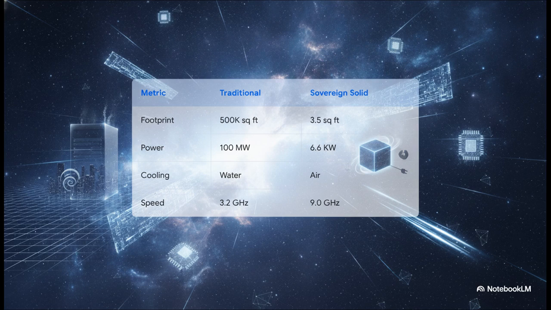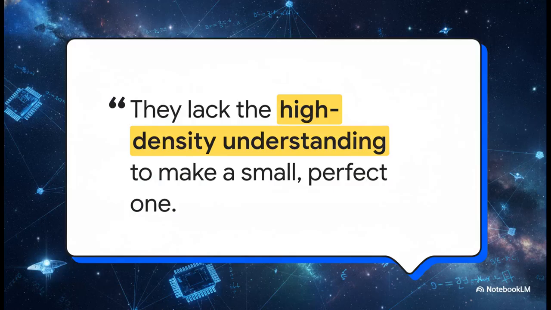Power usage is slashed from 100 megawatts down to just 6.6 kilowatts. You could plug that into a standard wall outlet. Cooling goes from millions of gallons of water to just passive room air. And without the thermal throttling holding it back, computation becomes vastly faster, jumping from 3.2 gigahertz to an unthrottled 9.0 gigahertz. This really all circles back to an incredibly powerful quote from the source material.